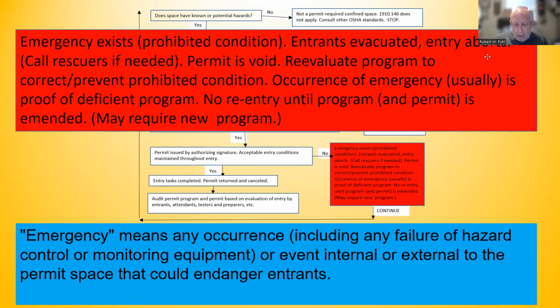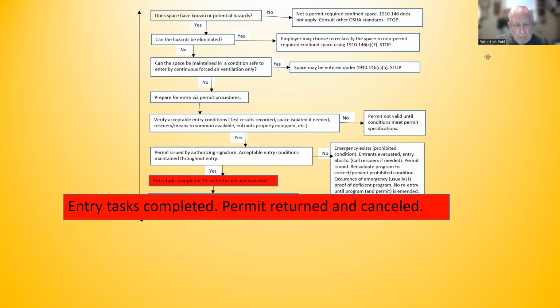So emergency means any occurrence, including any failure of hazard control or monitoring equipment, or event internal or external to the permit space that could endanger entrants. So you've got a monitoring meter there, and for some reason it goes on the fritz. What do you do? You abort. I think it's over. You can't take any chances in a permit-required confined space. So entry task completed, permit returned and canceled. The permit's done, you completed what had to be done in this confined space. So the permit is basically canceled, and it has to be saved.